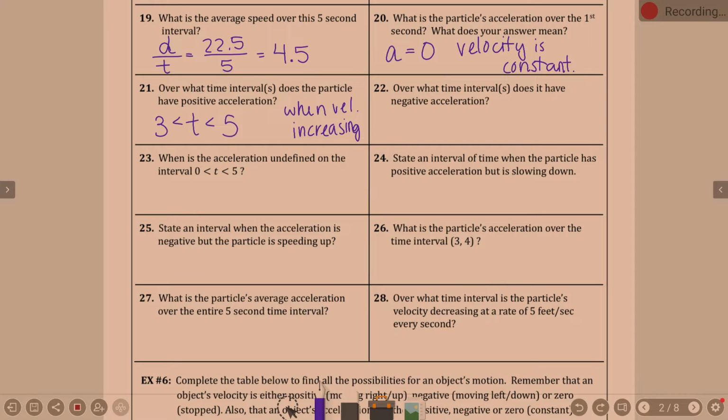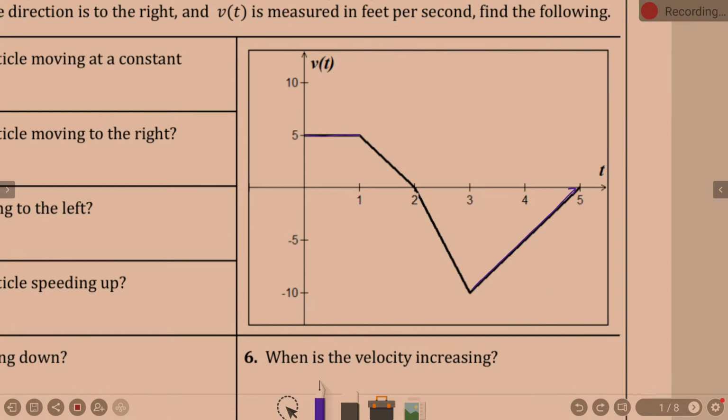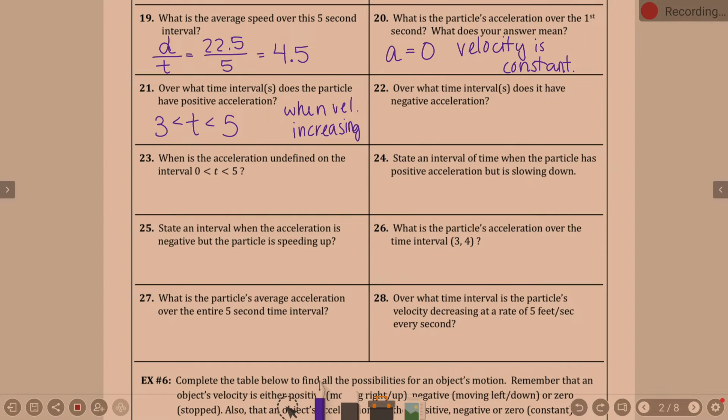Over what time intervals does it have negative acceleration? Yeah, 1 to 2 and 2 to 3, so 1 to 3. You're looking for your negative slope, and that's when your velocity is decreasing. So 1 less than t less than 3, and that is when velocity decreases.